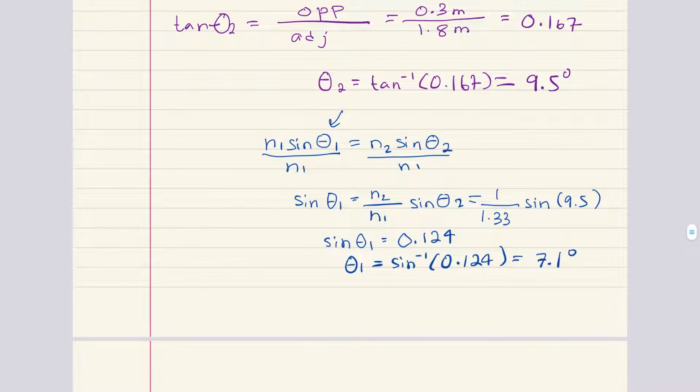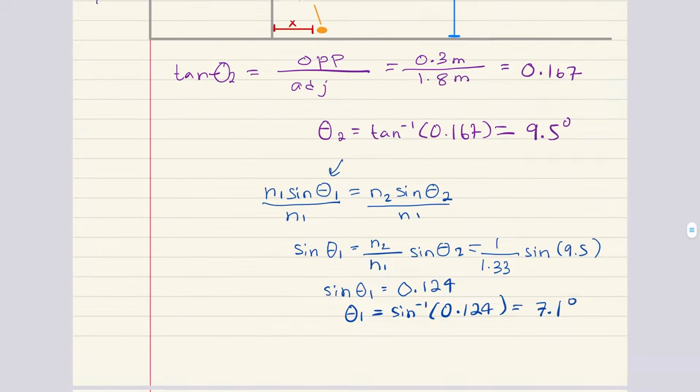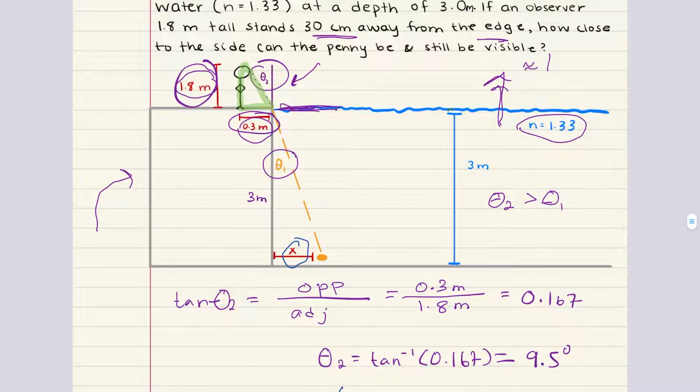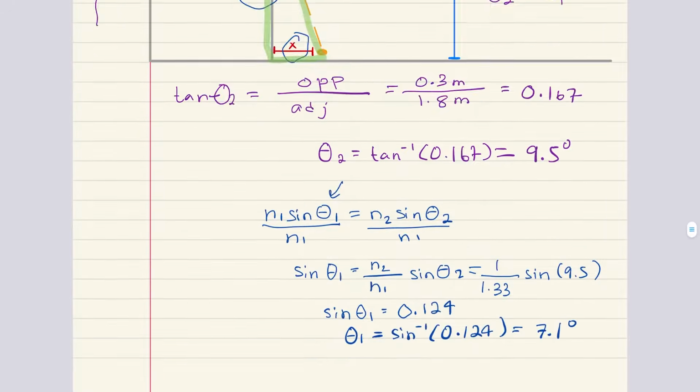Now we can move into our final step, which is calculating x. We need to find the horizontal distance x from the point directly under the observer to the penny at the bottom of the pool. This distance will tell us how far from the edge the penny can be for the observer to still see it. Since we know theta 1, we just calculated that, and we also know the depth of the pool, which is equal to 3 meters, once again, we can use our tangent function to solve for x.